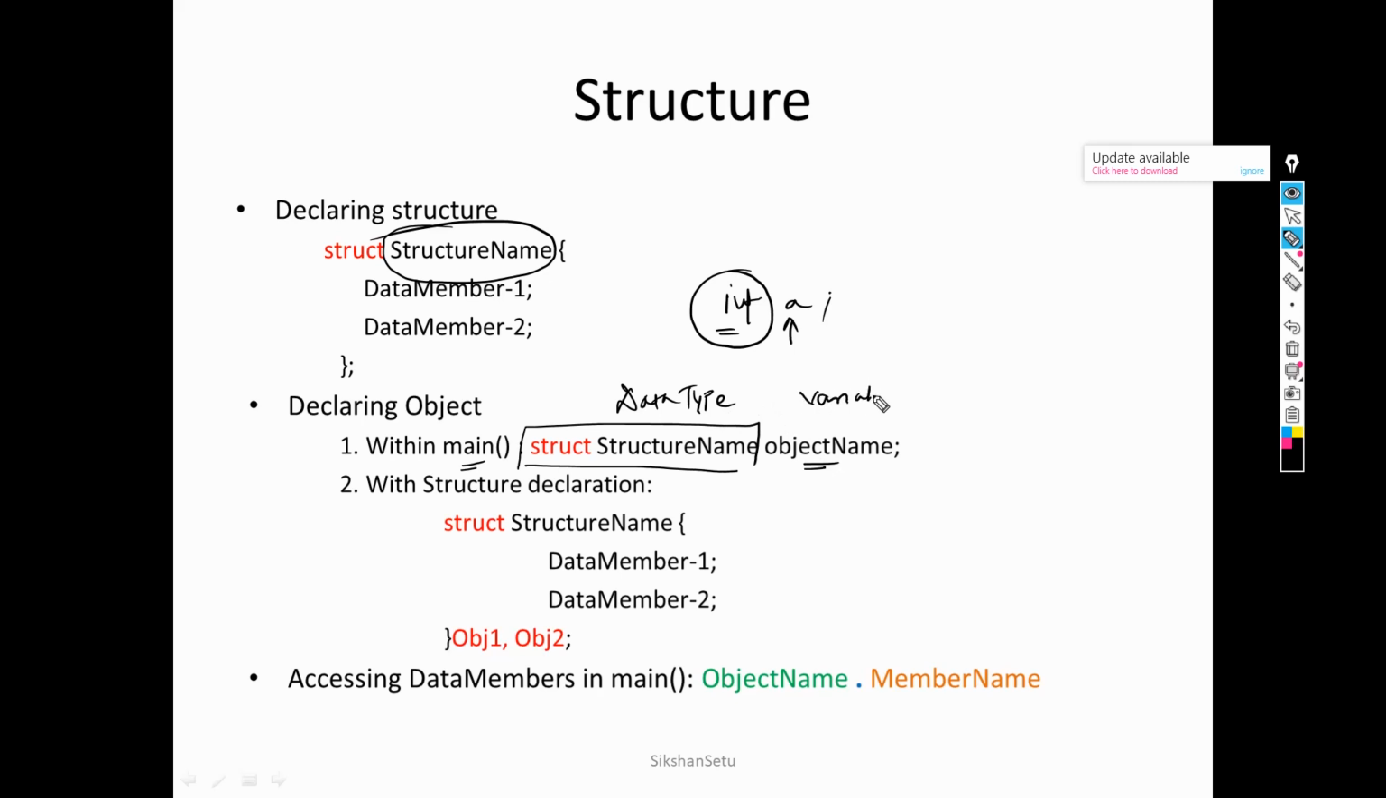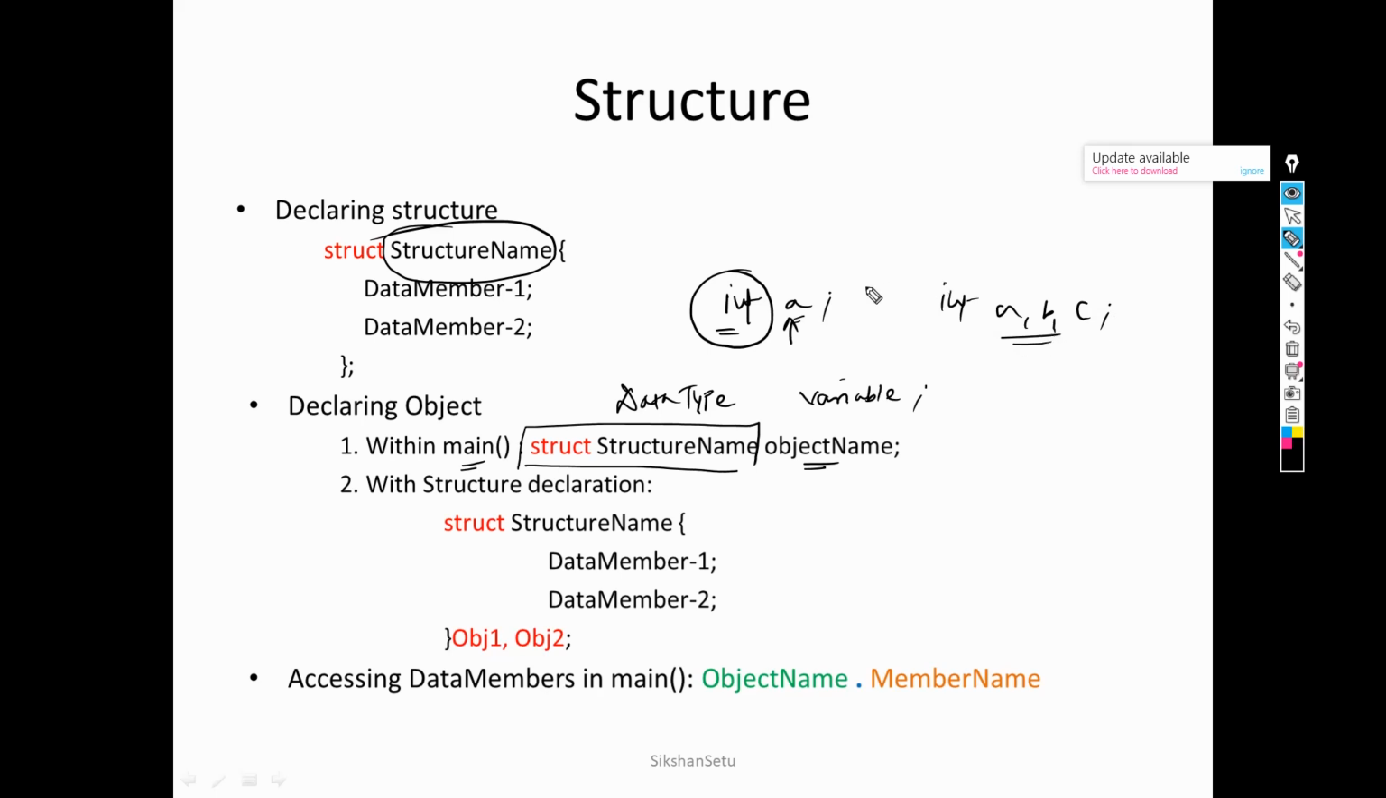And the object name plays the role of the variable. It is almost similar to integer a, but in place of integer we write struct and the structure name, which is the user defined data type, and in place of a we write the object name. The object name is an identifier; it can be anything, obj, a, b, c, whatever. So in the main method, to declare an object you write struct, the name of the structure, and the object name. You can create many objects separated by commas, like a comma b comma c.